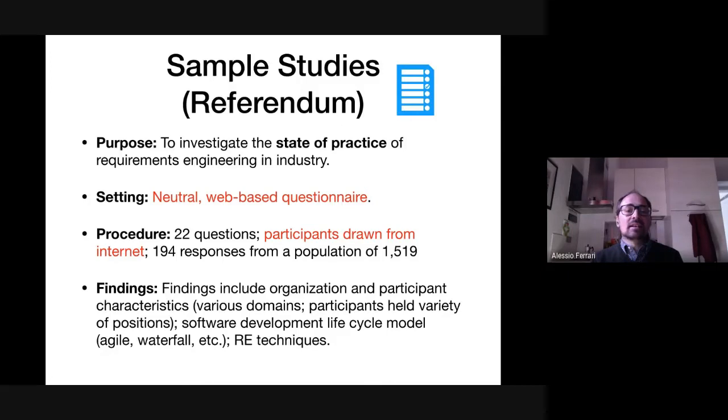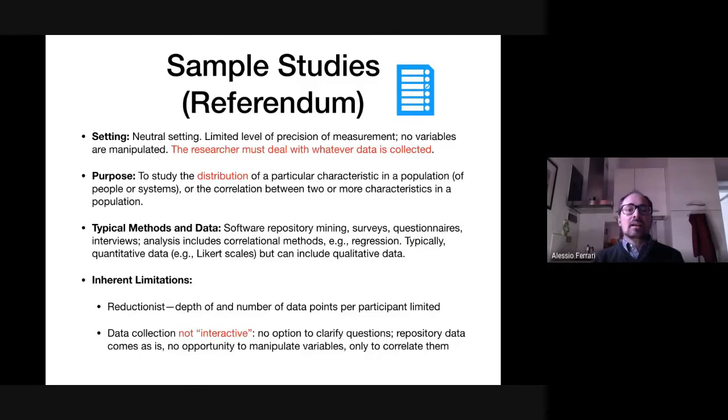They had some findings about the different types of life cycle models and the requirements engineering techniques that they were using. So some statistical information. They made a survey. In this case, again, the setting is neutral, but the issue is that the researcher has to deal with whatever data is collected. So you cannot ask clarification of the answer. So you have to be very, very precise in your questions. And I will give you a lecture actually on building surveys. Filling a survey is normally quite easy, but building a survey that is easy to fill by many people is extremely difficult, especially in a so diverse environment like software engineering.